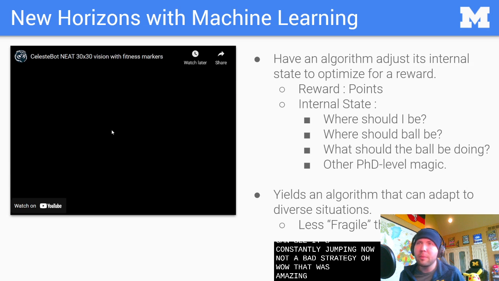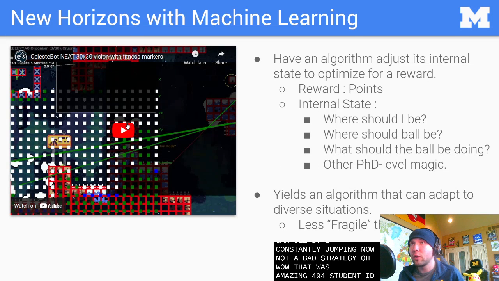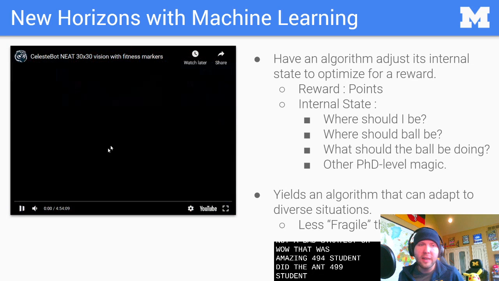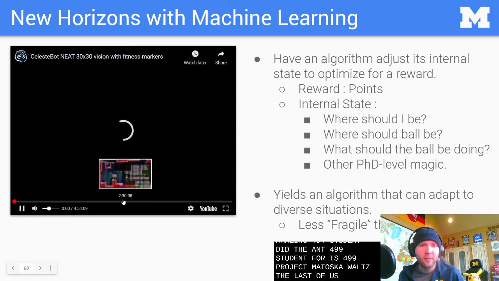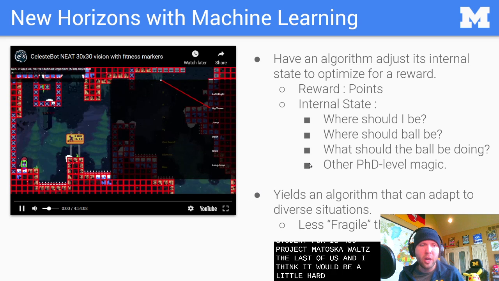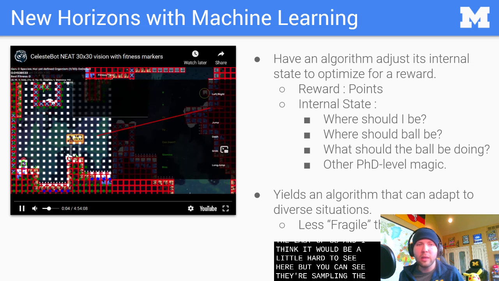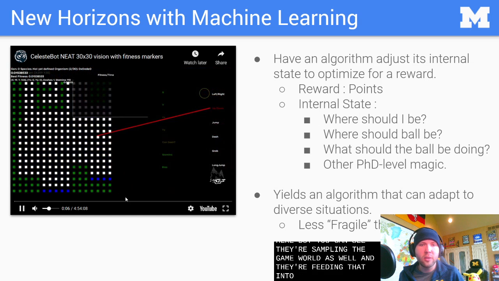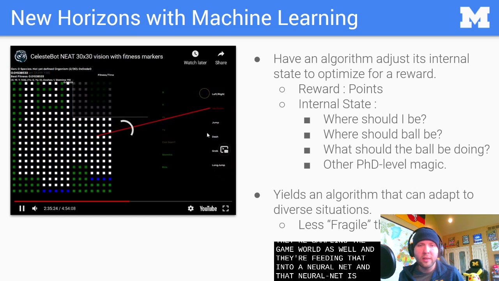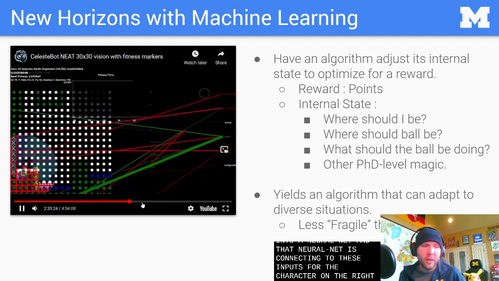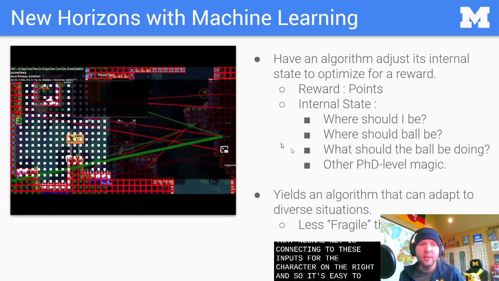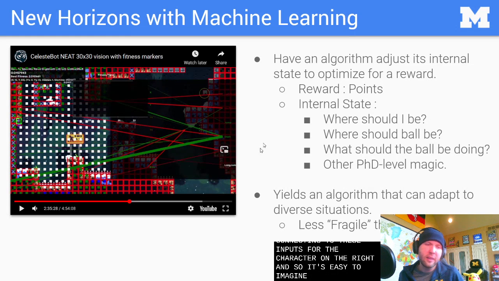Another example that a 494 student did, and 499 student, for his 499 project, he, Matoska Waltz, built a Celeste bot. And I think it's going to be a little bit hard to see here, but you can see they're sampling the game world as well, and they're feeding that into a neural net, and that neural net is connecting to these inputs for the character on the right. And so it's easy to imagine, it eventually gets pretty good.